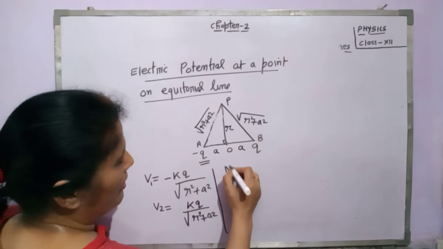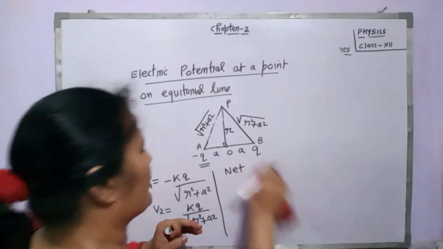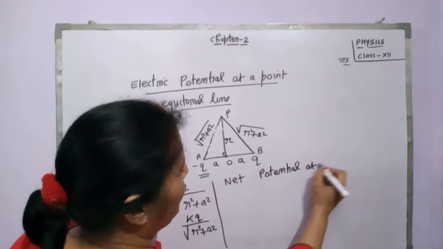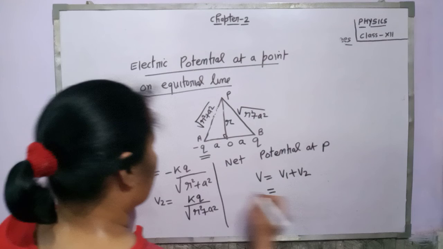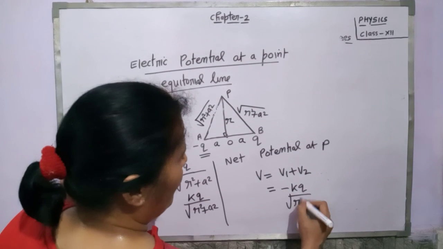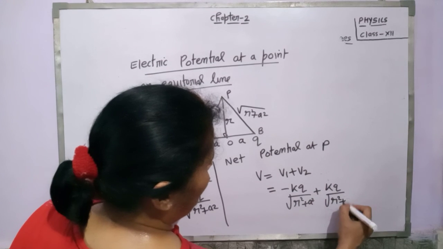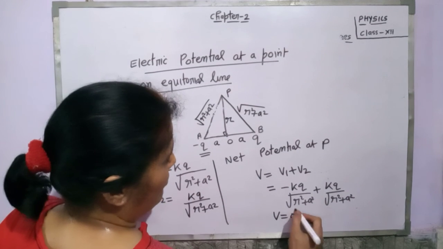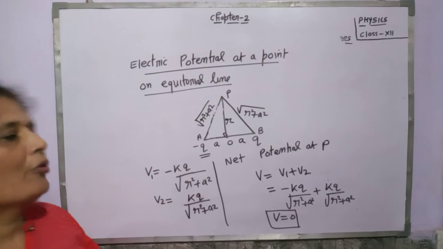Net potential at P. What will be the value of the net potential at P? It is equal to V, which becomes equal to V1 plus V2. Substituting the values of V1 and V2, you get minus KQ upon square root of R square plus A square plus KQ upon square root of R square plus A square. Both terms are equal and opposite to each other. That means V is equal to 0. This is the value of the electric potential at a point on the equatorial line.